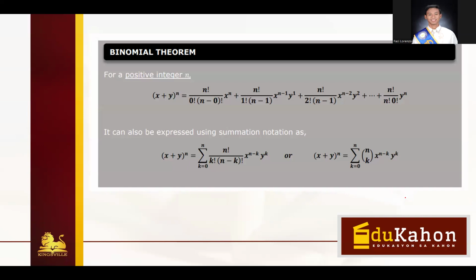Okay, for binomial theorem, for a positive integer n, we have the quantity of x plus y raised to n is equal to n factorial divided by 0 factorial multiplied by n minus 0 factorial, x raised to n, plus n factorial divided by 1 factorial times n minus 1 factorial. So this should be factorial, okay? And this also should be factorial.